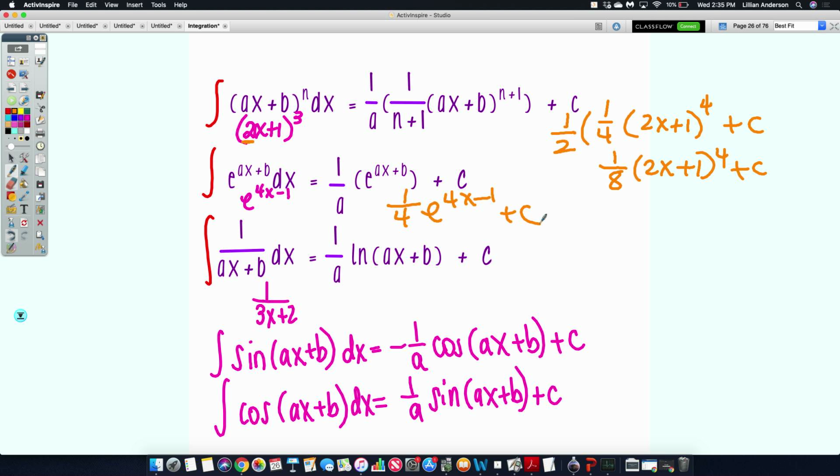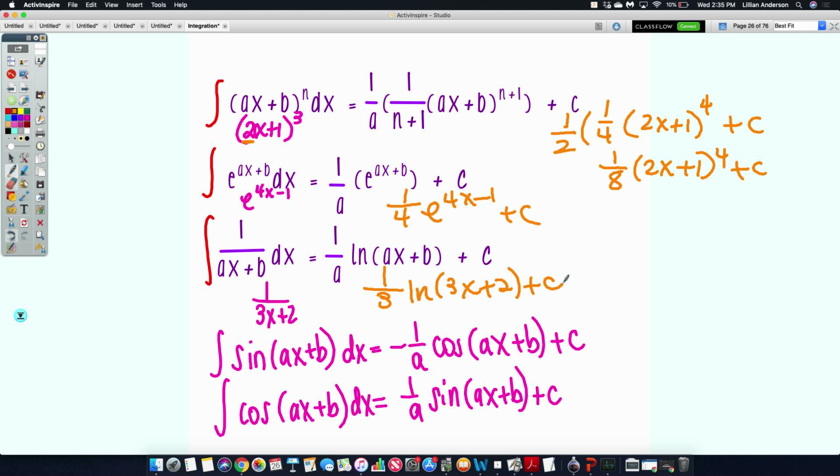That's probably the easiest one out of the group. And then if you have 1 over a linear factor like 1 over 3x plus 2, it's 1 over a, so it'll be 1 over 3 ln of 3x plus 2, and then you'll have your plus c. The trig ones work the same way, negative 1 over a cosine, and then 1 over a.